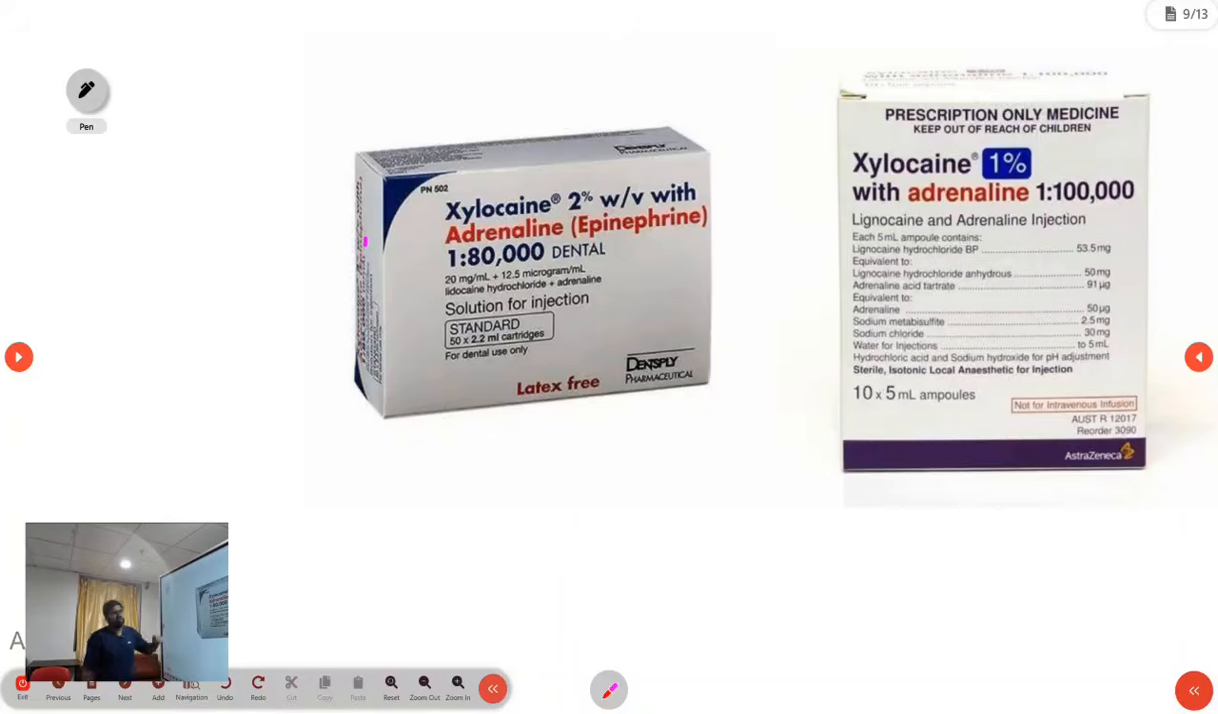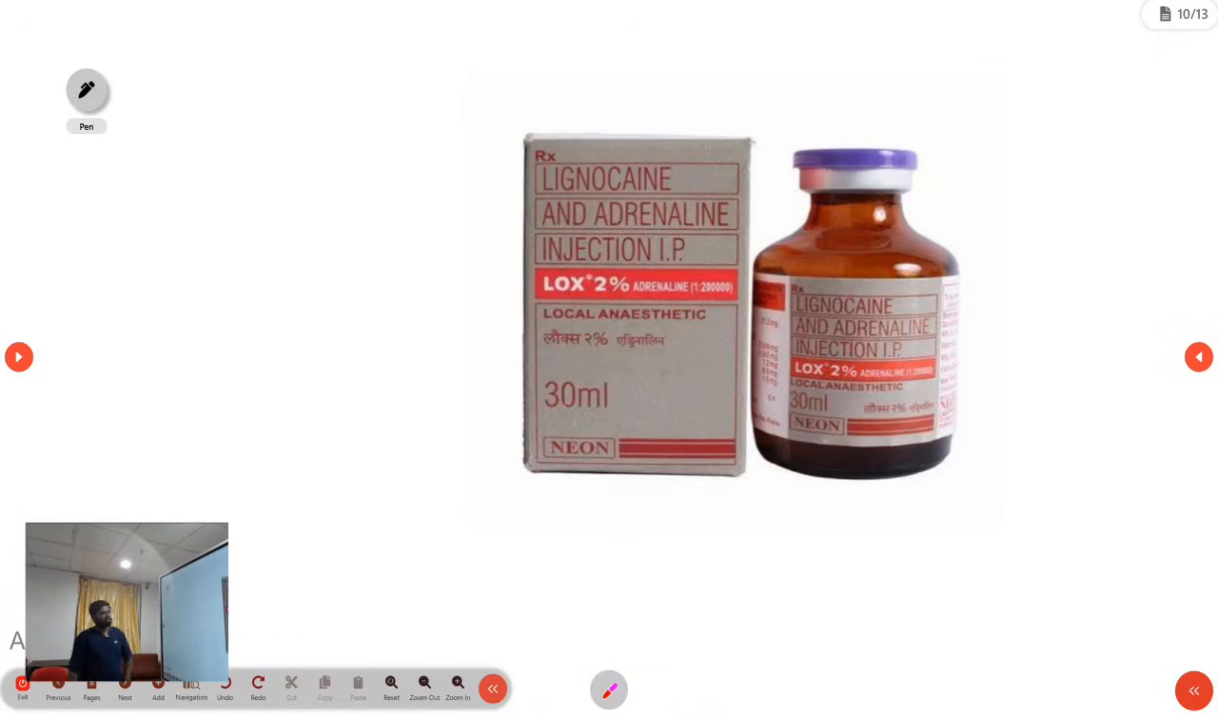Next, as we already discussed, the higher dilution will be mixed with local anesthetic lignocaine drugs. Here the adrenaline is diluted along with the lignocaine, the dilution being 1:80,000. Coming to the 1 lakh, the xylocaine with adrenaline is 1:1 lakh dilution. And the most common usage is LOX 2%, lignocaine and adrenaline, which has a dilution of 1:2 lakhs.